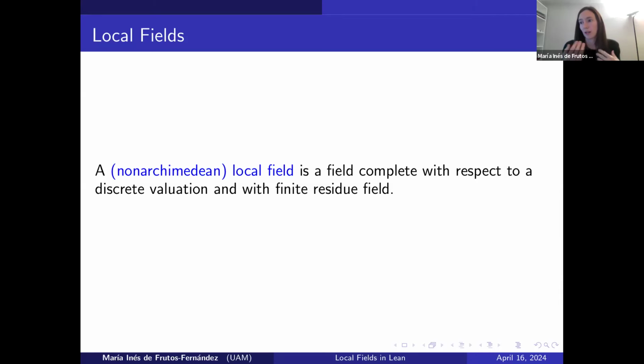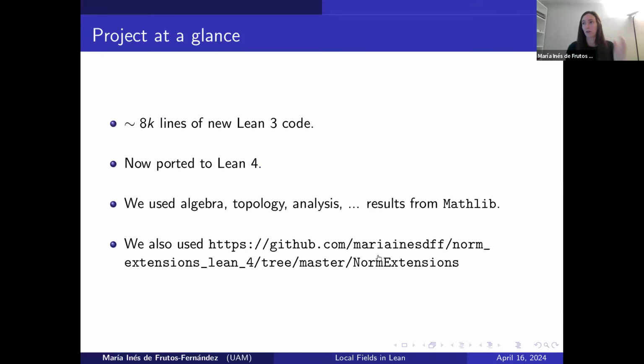So anything that works in greater generality than for local fields, we have tried to formalize in the correct degree of generality. And that's why the second part of the talk is not going to be about local fields, it's going to be about discrete valuations. Before getting to that, I'll give you some statistics about the project so that you can get an idea of the size and the complexity.